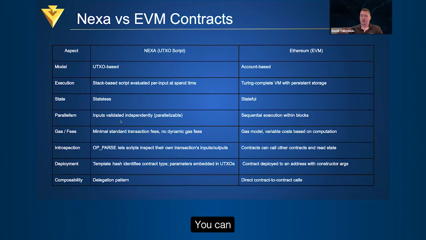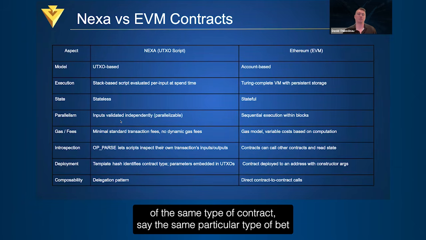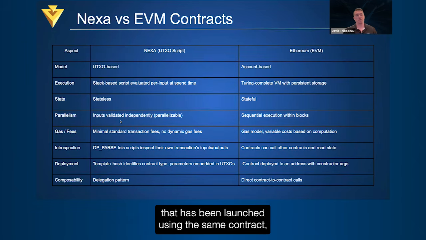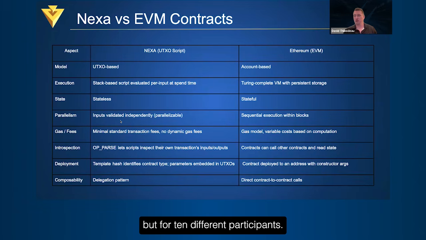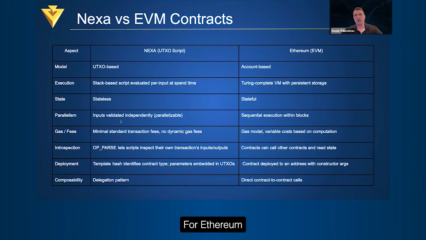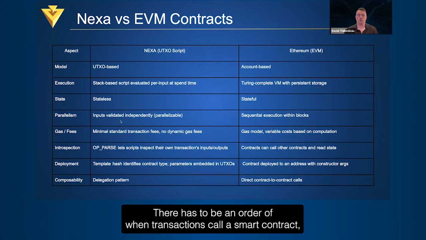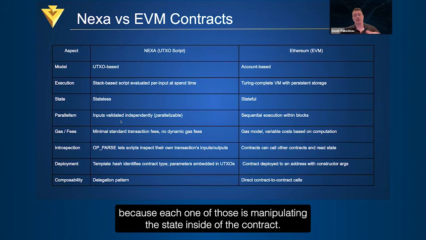In one single block, you could have 10 instances of the same type of contract, say the same particular type of bet launched using the same contract, but for 10 different participants. All of those can be evaluated independently within the same block. For Ethereum, there is sequential execution. They don't all happen at one time. There has to be an order of when transactions call a smart contract, because each one of those is manipulating the state inside of the contract.